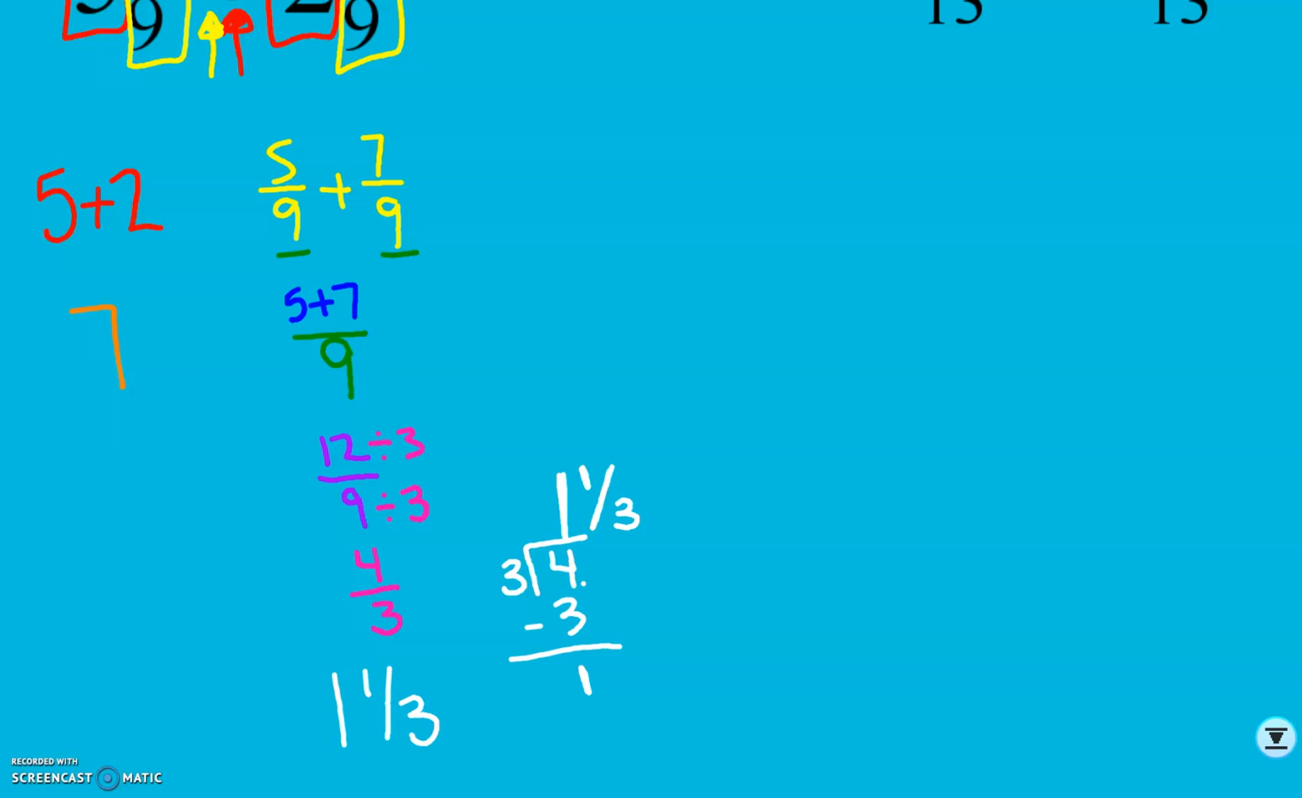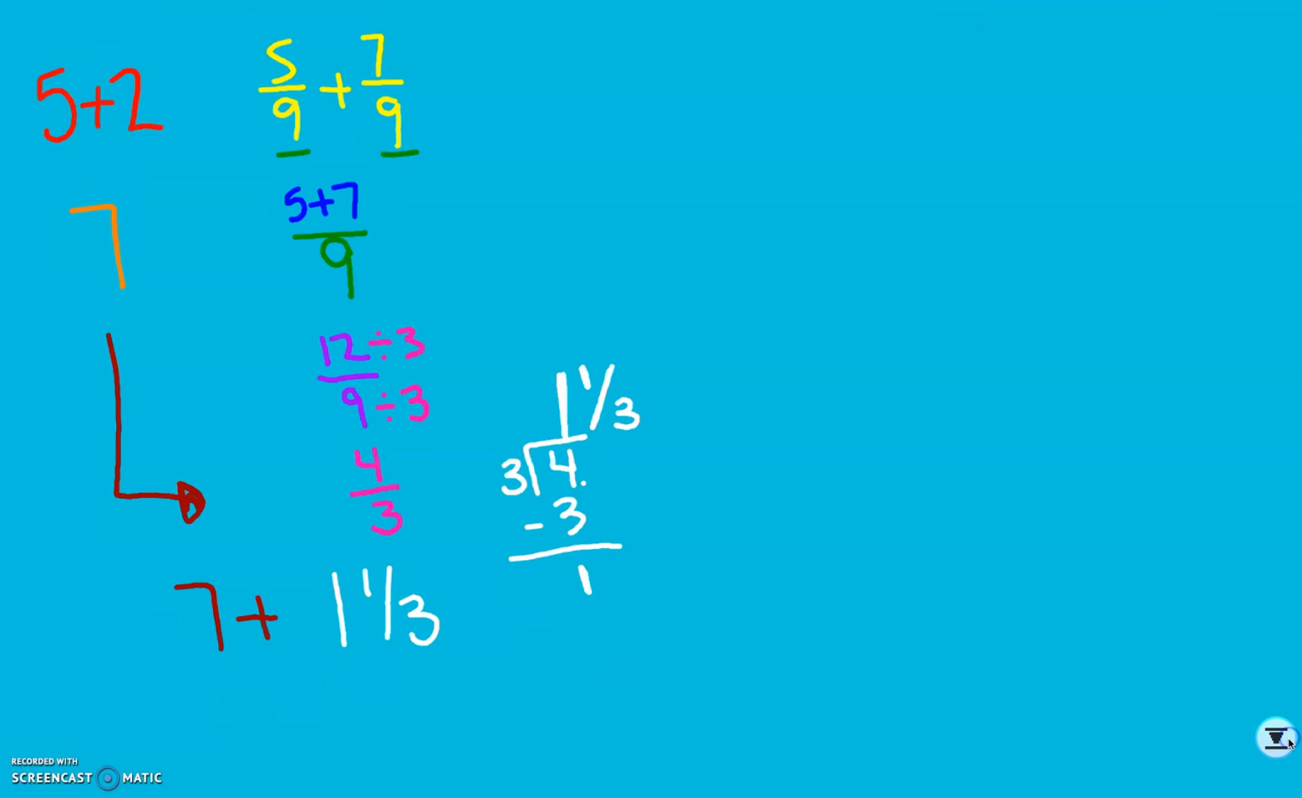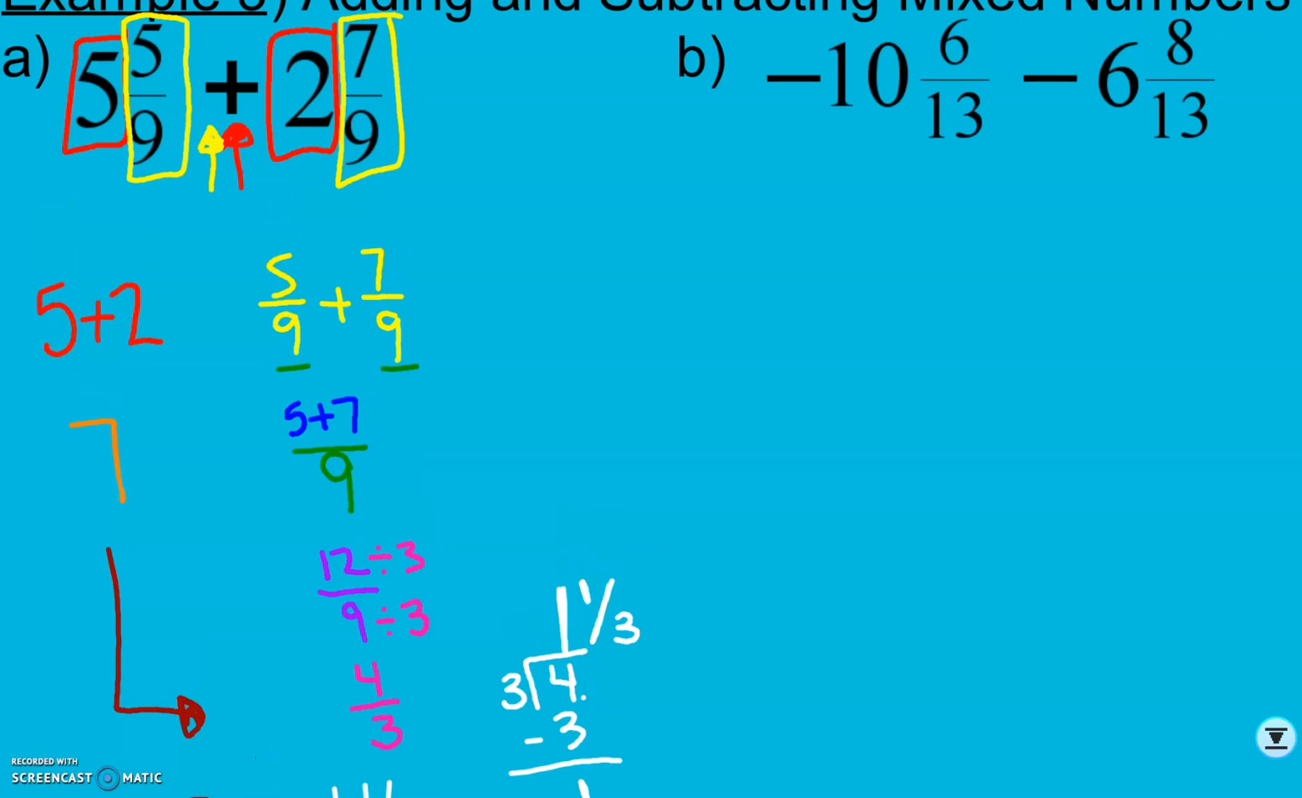We also have this 7. So now 7 plus 1 gives me 8 and 1/3. So that's how it works if we keep our whole numbers and our fractions separate. The other way that we can do this is to convert to improper fractions.